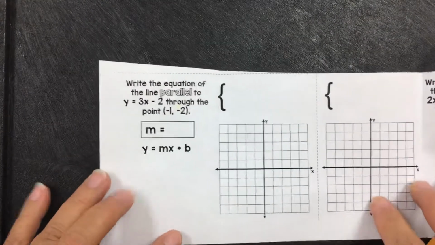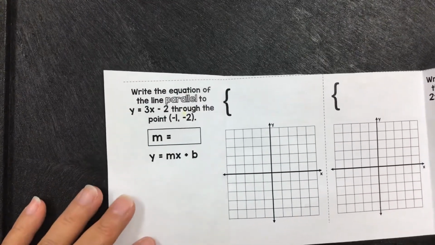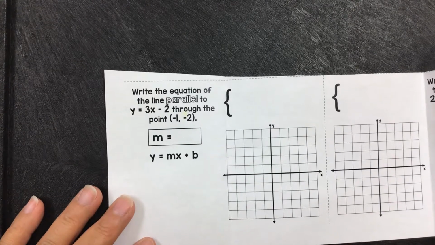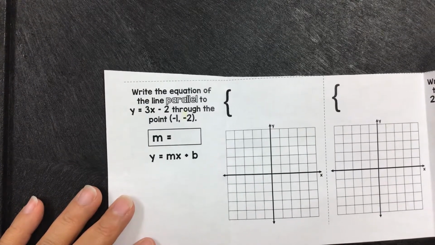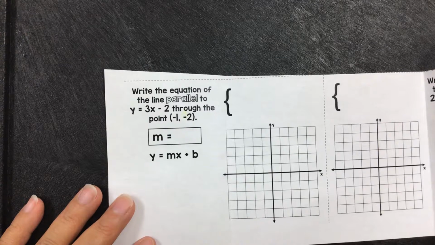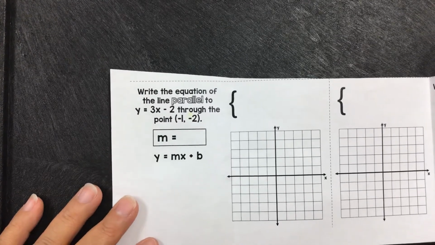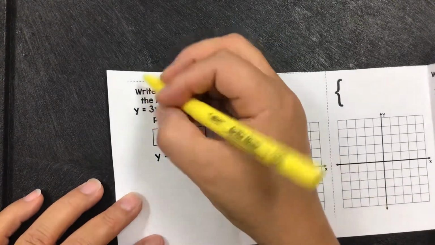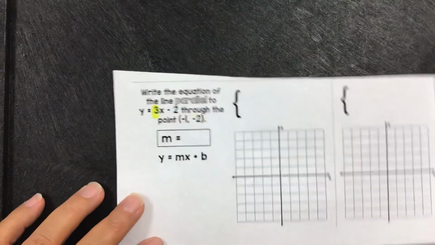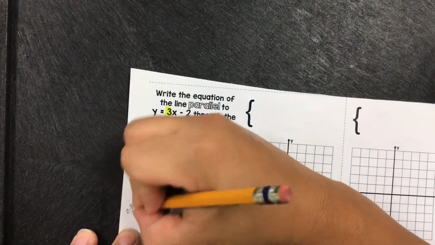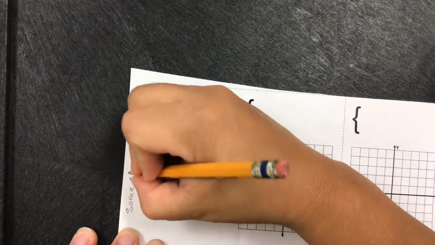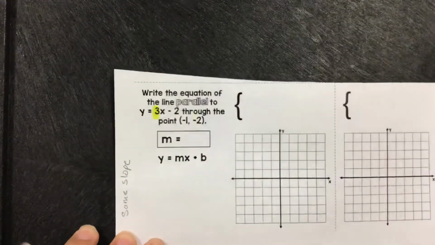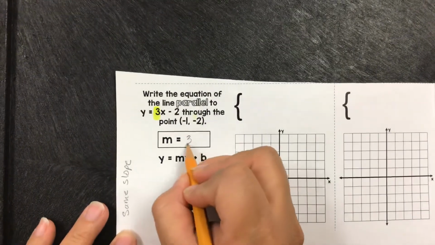Okay, the other equation that we're going to look at is: write the equation of the line parallel to y is equal to 3x minus 2 through the point negative 1, negative 2. Since we want parallel lines, we want the same slope. Same slope. That means the slope that we will be using is 3.